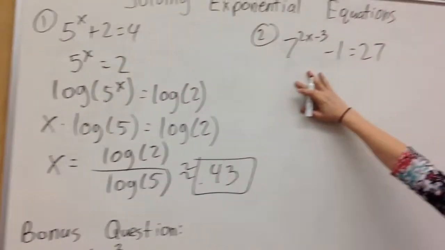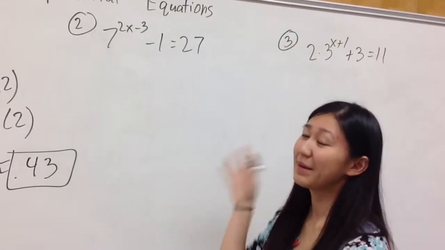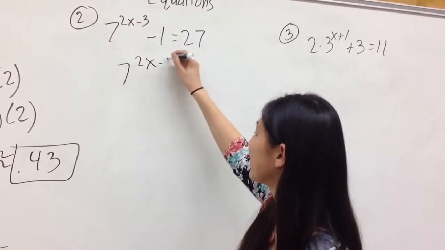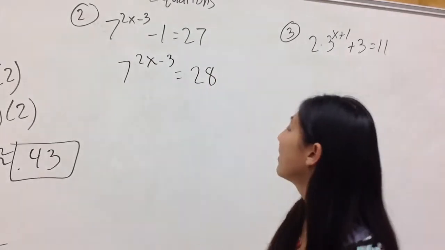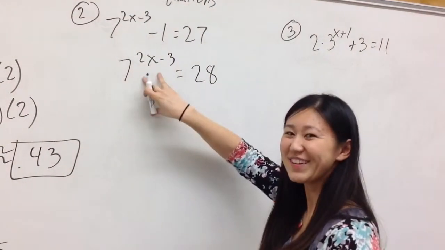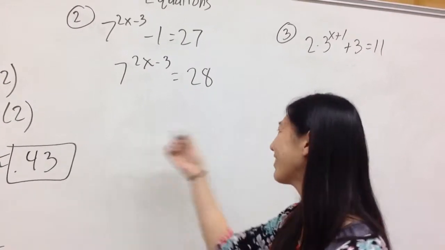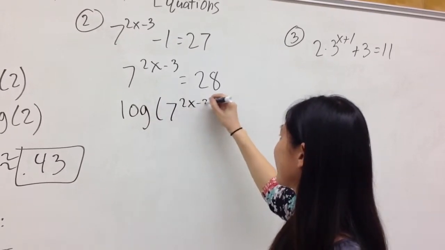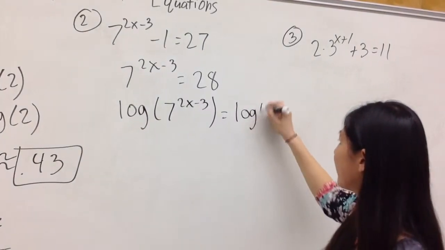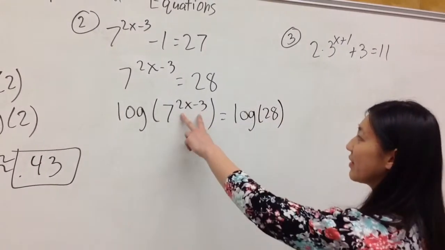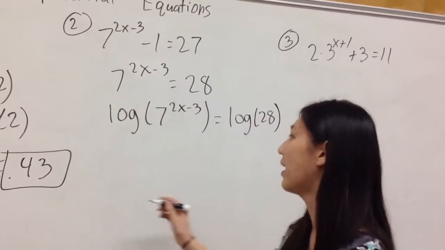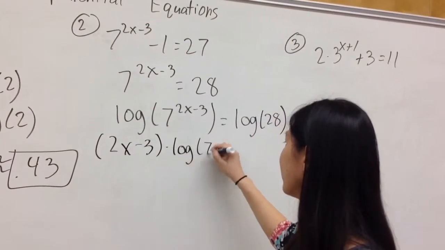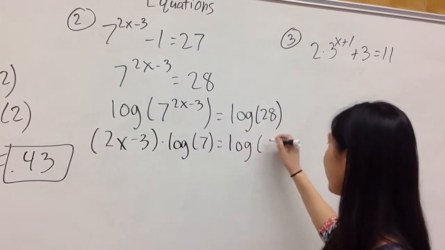So here's our second example. Our second example, we're doing the same type of thing. We add 1 to both sides first. So it's 7 to the 2x minus 3 is equal to 28. And now again, how do you get the exponent out of a tree? You hit it with a log. So we're going to hit it with a log on both sides. We get log of 7 to the 2x minus 3 is equal to log of 28. Remember, this now comes down in front to multiply. So 2x minus 3 times log of 7 is equal to log of 28.